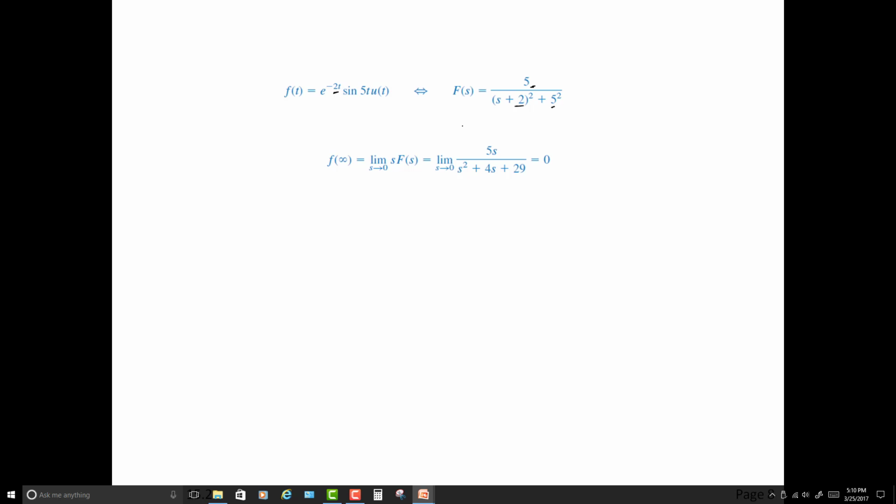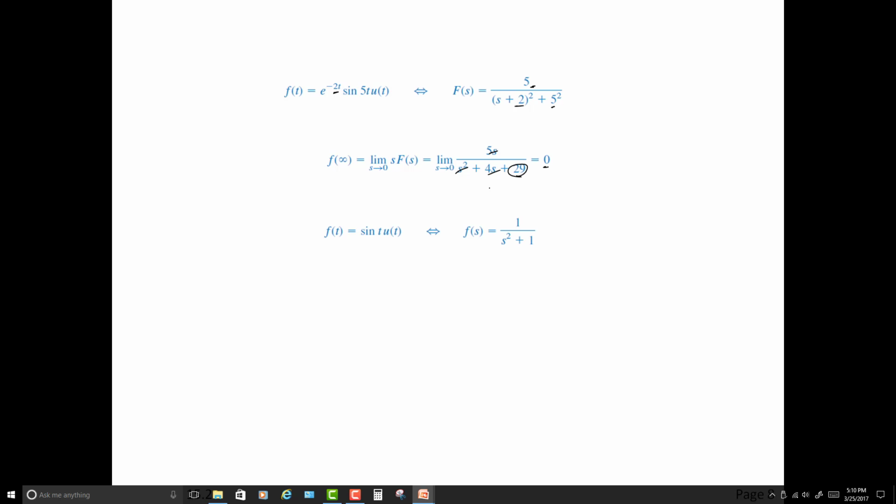And if we want to find the final value of this, we want the limit of s F(s). So simply multiplying through by s in the top, that makes it 5s. Expand the bottom and evaluate as s goes to 0. Well, you've got 0 in the top and a non-zero in the bottom, thank goodness. So 0 over something is 0.